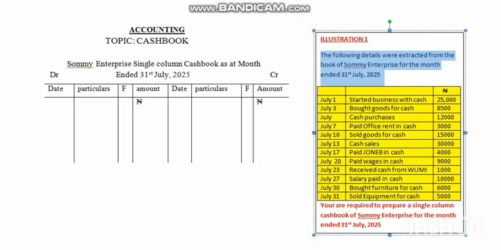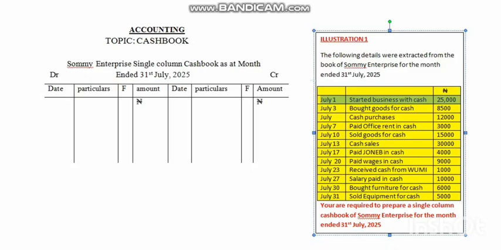So what happened? On 1st July 2025, he started business with cash. Remember I told you that the amount that you use to start up a business is called capital. So the owner invested the capital of 25,000 naira in the business. And this capital is a cash inflow, because in our previous class I told you that capital is a cash inflow and it should be recorded on the debit side.